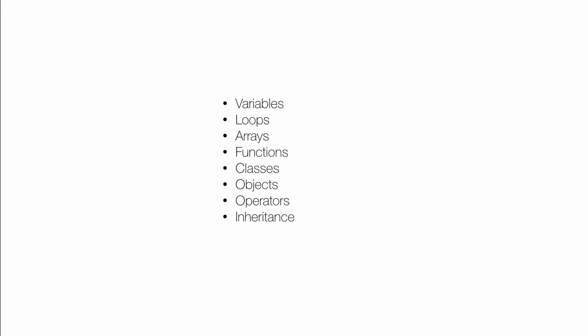Concepts such as variables. Where do we store data in our programs? We'll look at loops going round and round, arrays where we store sets of data. We'll look at functions, classes, and how to organize them. We'll also look at objects, which are created from classes. And if you don't know what that means, it doesn't matter because I'm going to show you. We'll look at operators and inheritance, and probably a few more as I continue to develop this section.